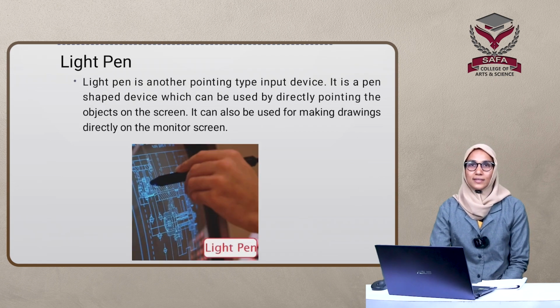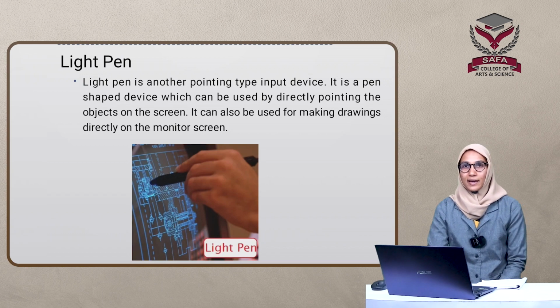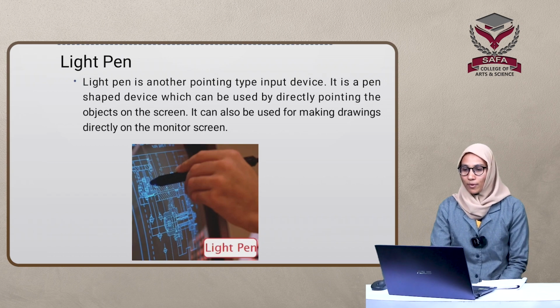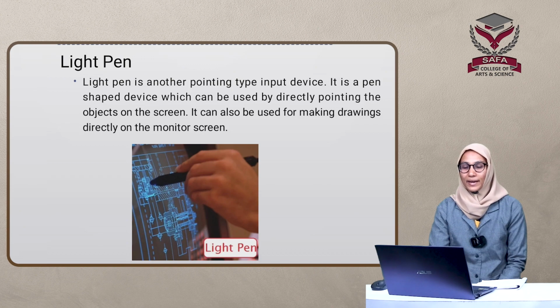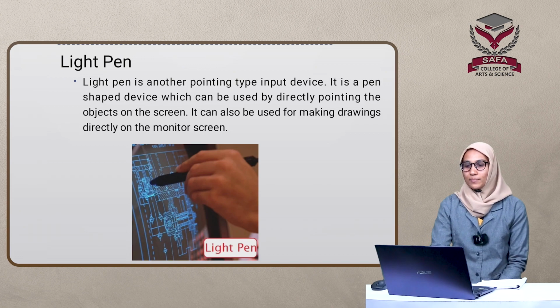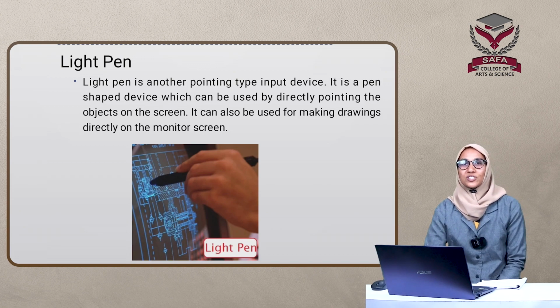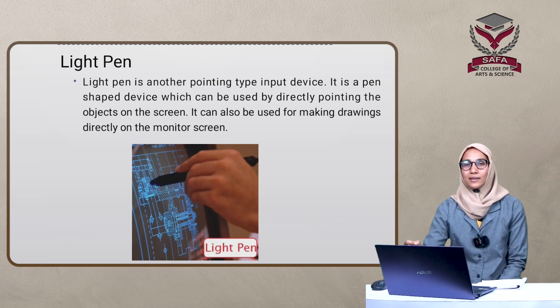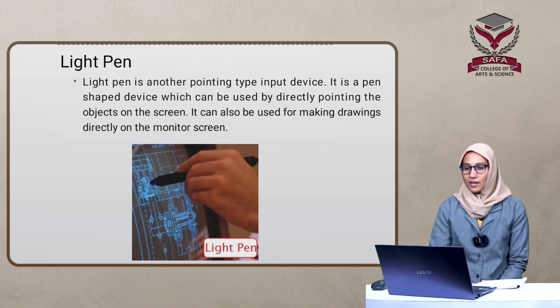Next input device is light pen. Light pen is another pointing input device. It is a pen-shaped device. It can be used to directly point to the object on the screen. We can directly point to the screen. It can also be used for making drawings on the monitor screen.